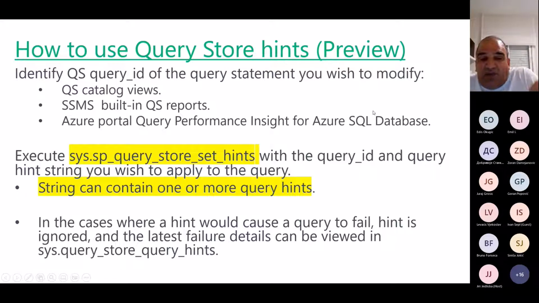The string of the hint can contain any one or more hints. In cases where the hint would cause the query to fail, the hint is ignored, and the last failure detail can be viewed in sys.query_store_query_hints.